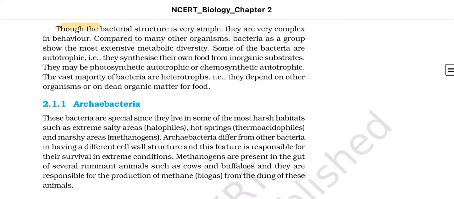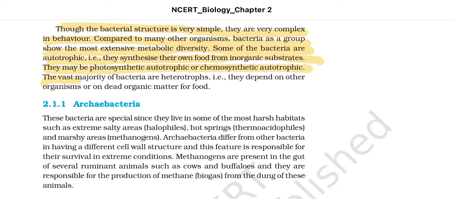Though the bacterial structure is very simple, they are very complex in behavior. Compared to many other organisms, bacteria as a group show the most extensive metabolic diversity. Some of the bacteria are autotrophic. For instance, they synthesize their own food from inorganic substances. They may be photosynthetic autotrophic or chemosynthetic autotrophic.